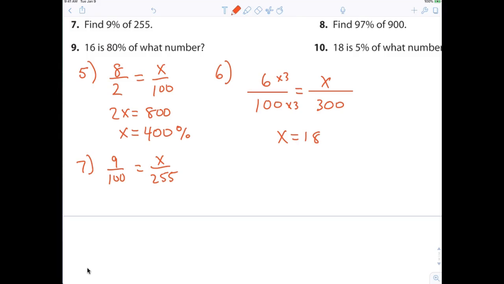So when I cross multiply, I get 100x is equal to, what's 9 times 255, please? Did anybody else get 22.95? All right, I'm pretty happy with that.